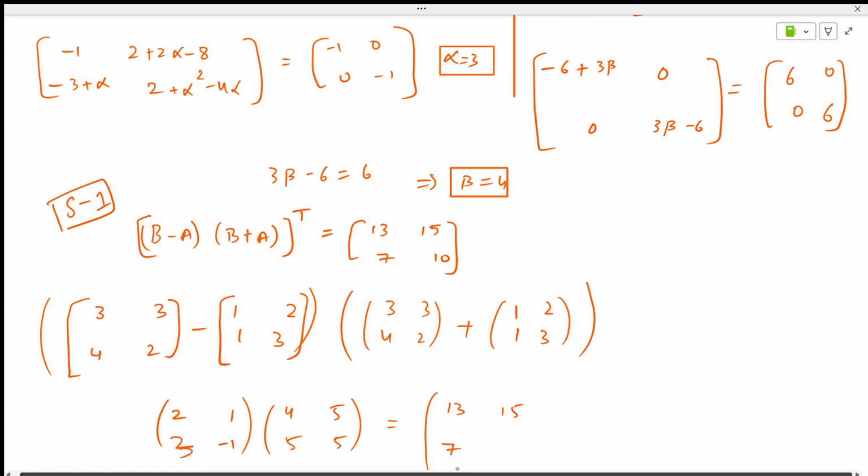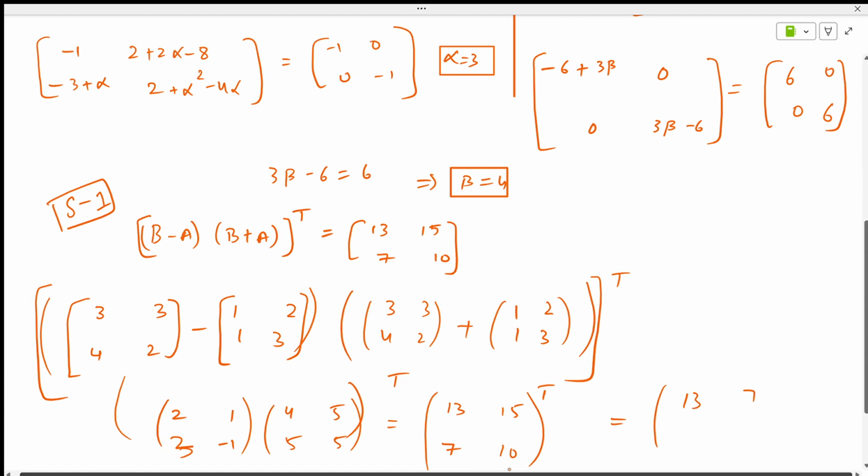Which is not actually equal to, because we have to transpose this whole thing. So if we transpose the whole thing, we'll actually get 13, 7, 15, and 10. That is not equal to the RHS here. So statement 1 is false.